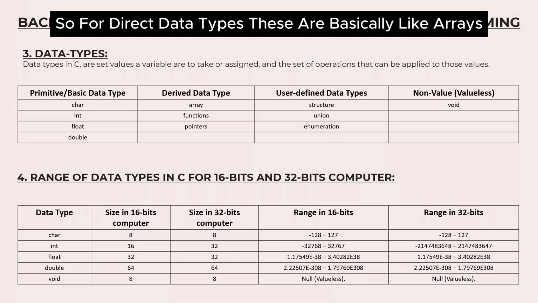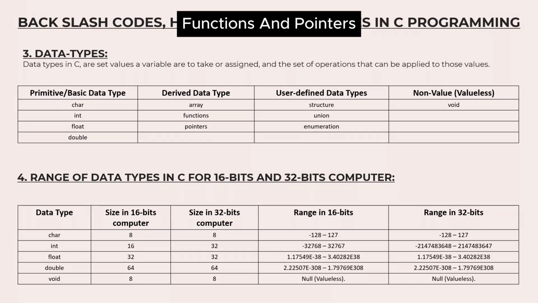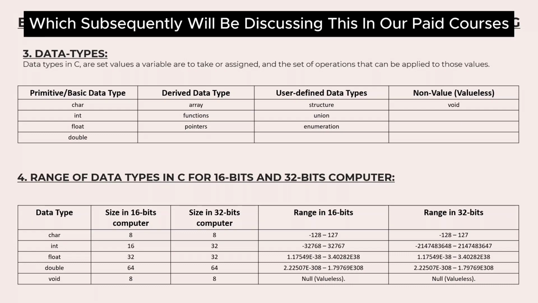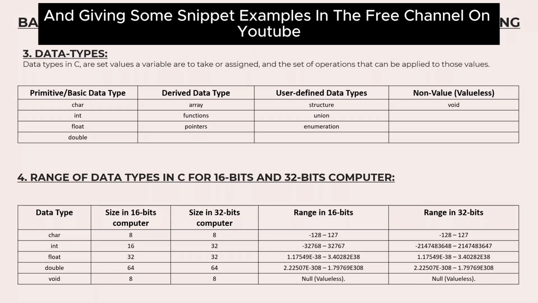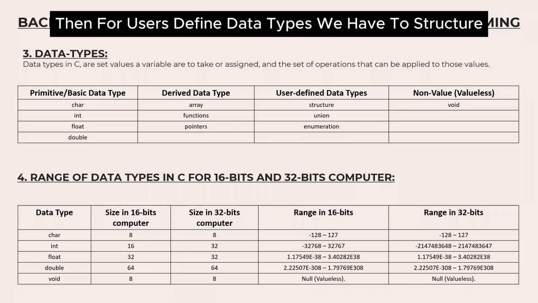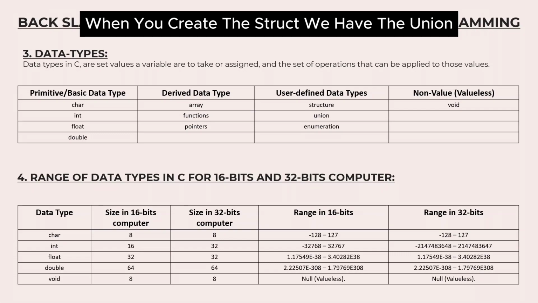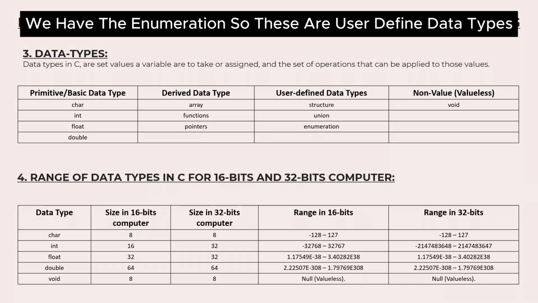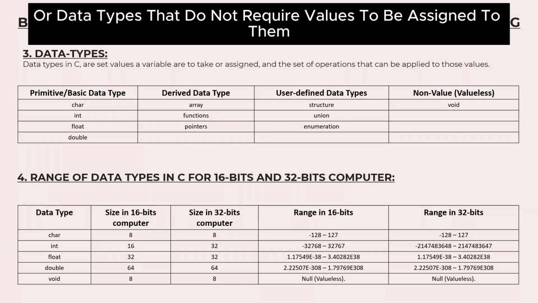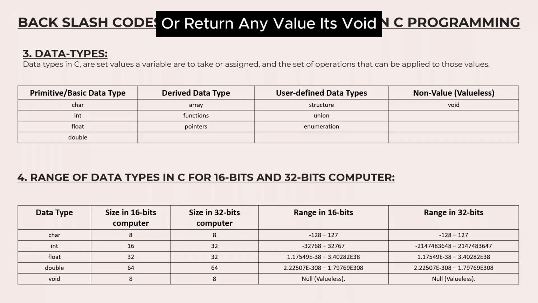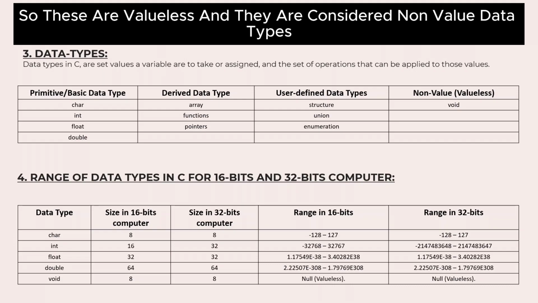Derived data types are basically arrays, functions, and pointers, which subsequently we'll be discussing in our paid courses and giving some snippet examples in the free channel on YouTube. Then for user-defined data types, we have the structure, when you create a struct, we have the union, and we have the enumeration. So these are user-defined data types. And for non-value data types, or data types that do not require values to be assigned to them or return any value, it's void. These are valueless and are considered non-value data types.